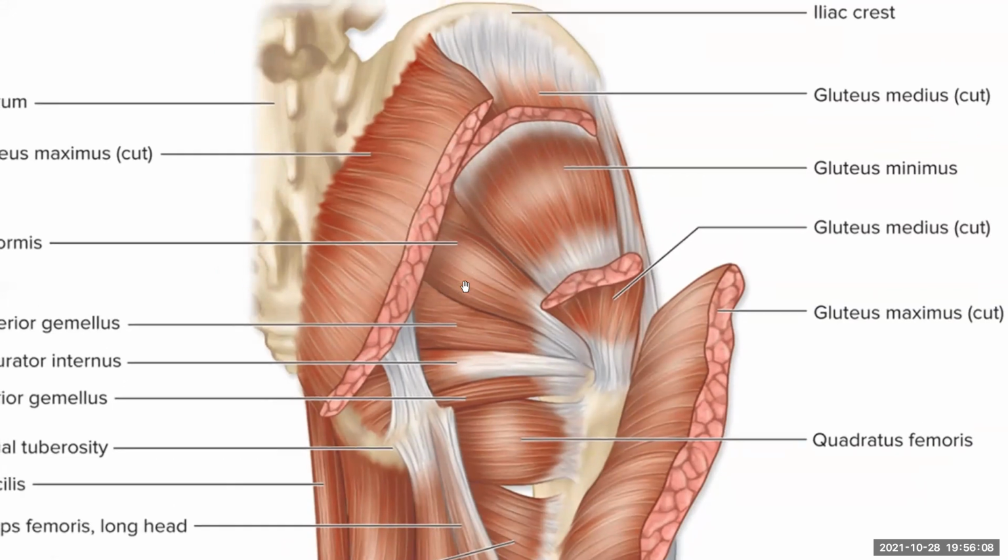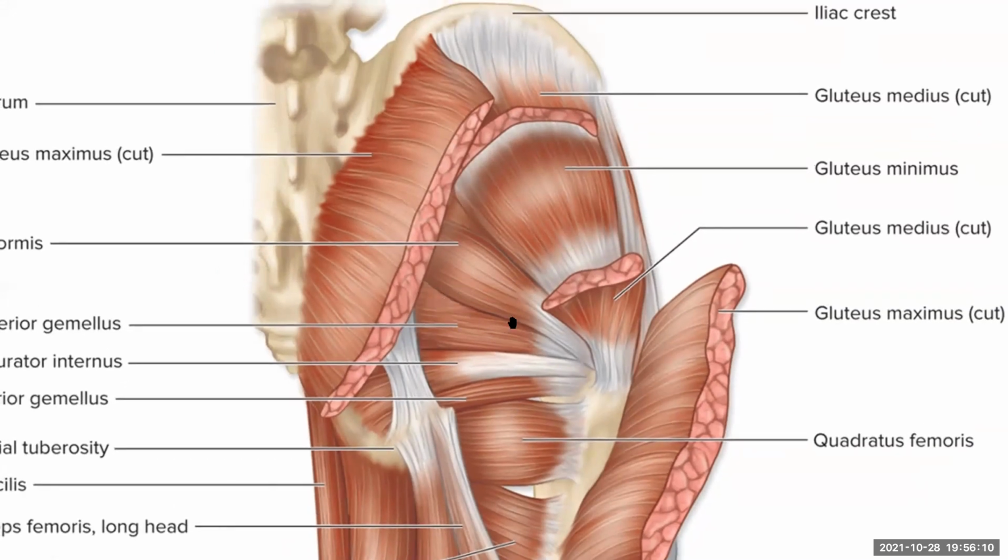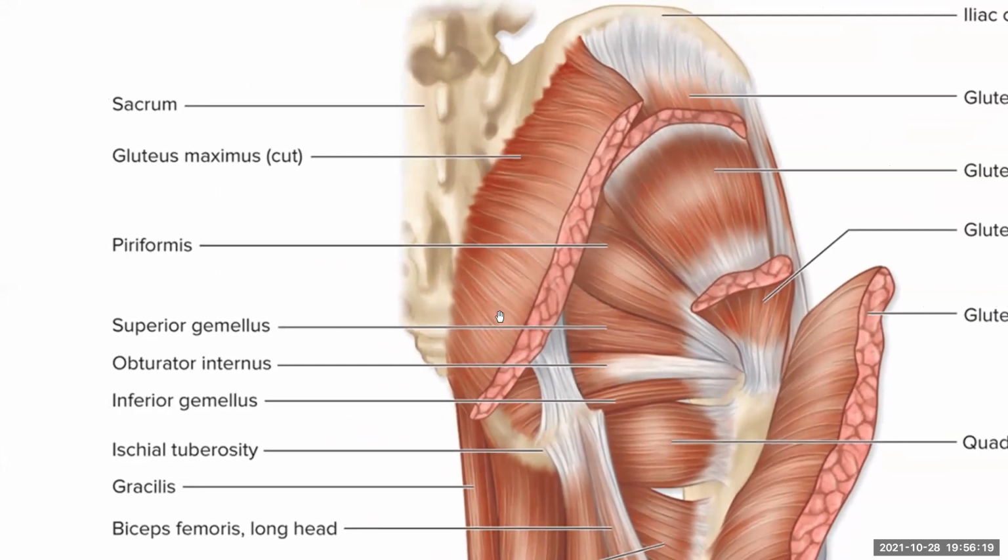piriformis right here. Now, unfortunately, we don't have the sciatic nerve to help with that, because if you saw the sciatic nerve, you'd definitely be able to see where piriformis is. And I would let you know. We'll do that when we do our labeling.